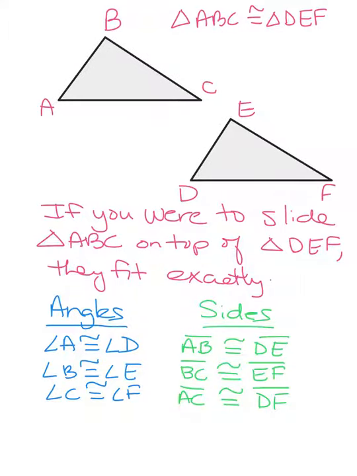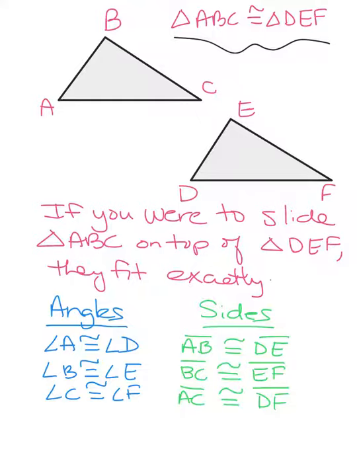In looking at these triangles, I have triangle ABC is congruent to triangle DEF. So that's this statement right up top here. And if you were to slide triangle ABC on top of triangle DEF, they would fit exactly because they're congruent. So what happens with congruent figures is the angles match up and the sides match up.